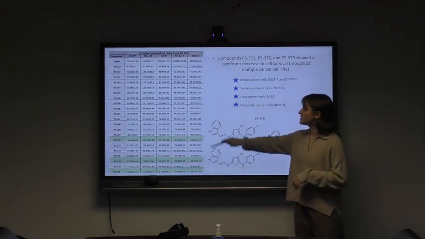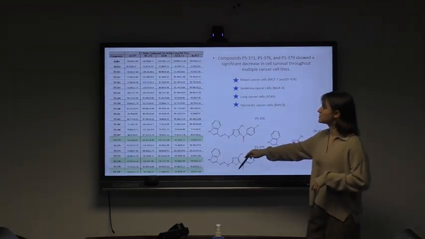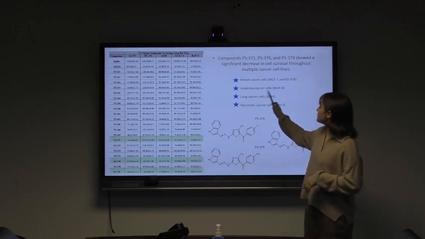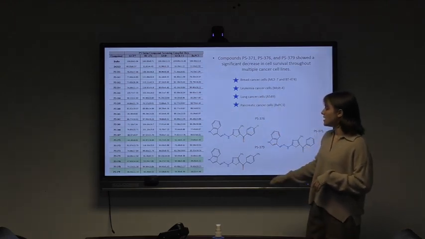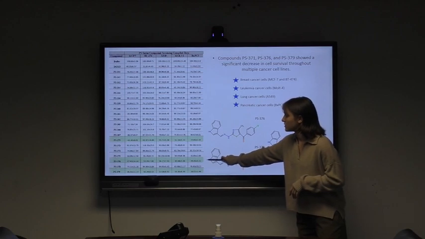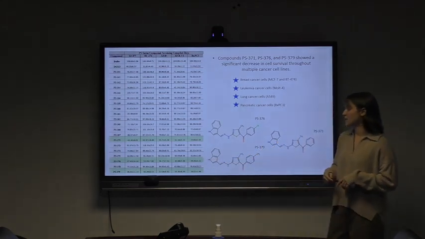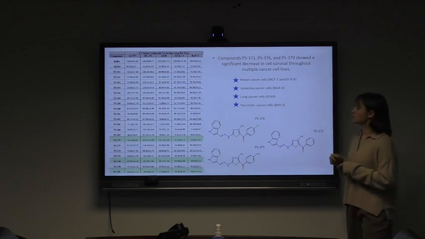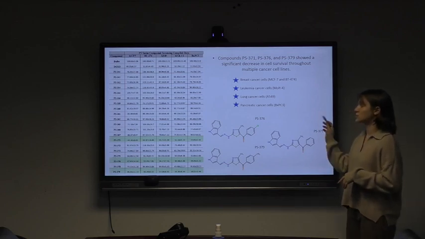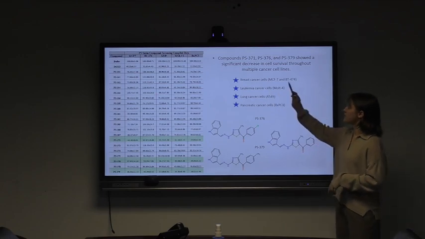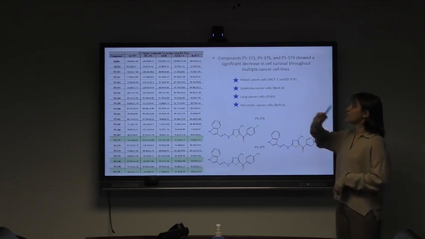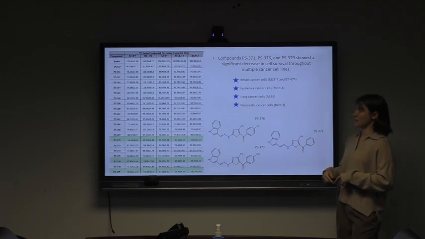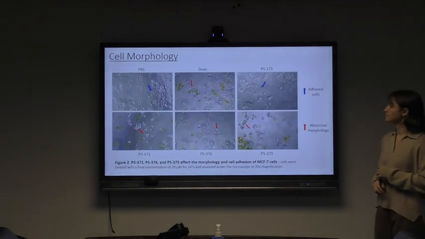Here is a table showing all of the compounds as well as all of the cancer cell lines we treated them on. You will see PS371, PS376, and 379 showed a decrease of cancer cell survival throughout multiple cancer cell lines: breast cancer cells MCF7 and BT474, leukemia cells MOLT4, lung cancer cells A549, and pancreatic cancer cells BxPC3. Next, please.